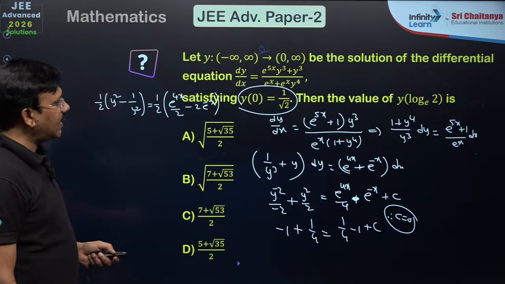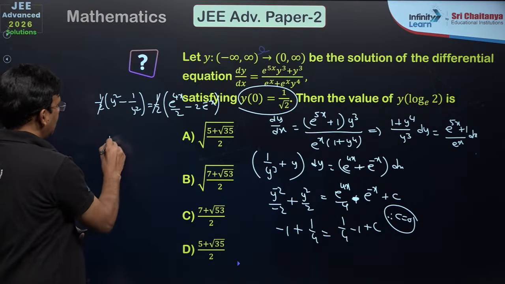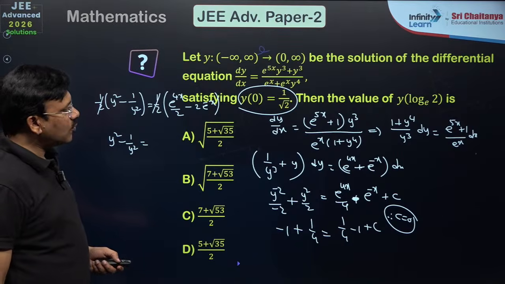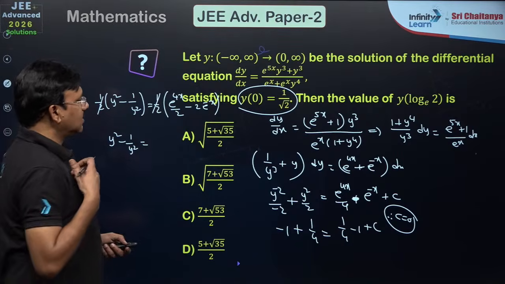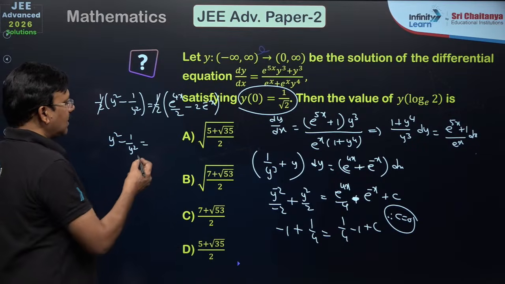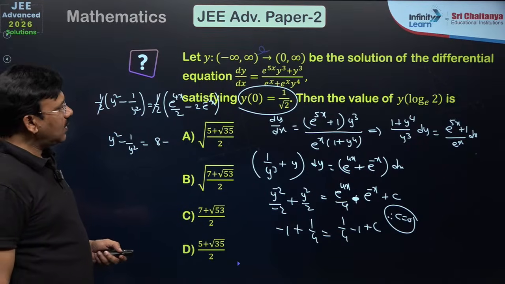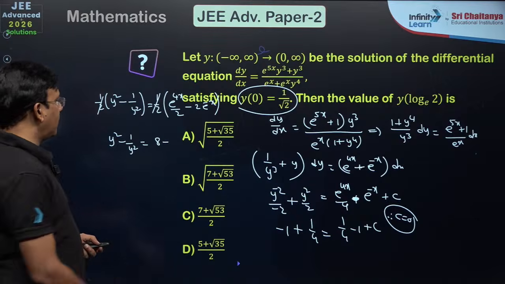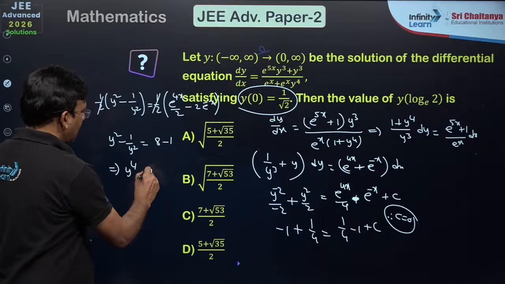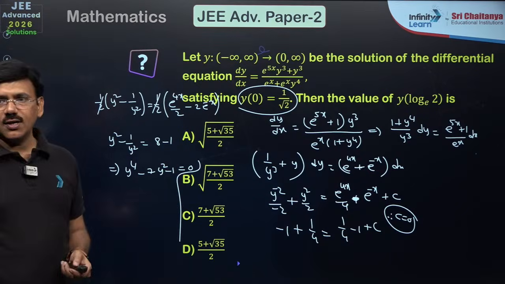So we need to find x value is ln 2 base e, the half gets cancelled, y square minus 1 by y square is equal to, if you put log 2 here, this is going to be 2 power 4, 16 by 2, that is 8, minus e power log 2 will become 2, 2 by 2 is 1, so 7. So y power 4 minus 7y square minus 1 equal to 0 is the quadratic equation.